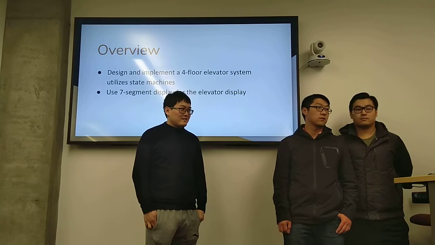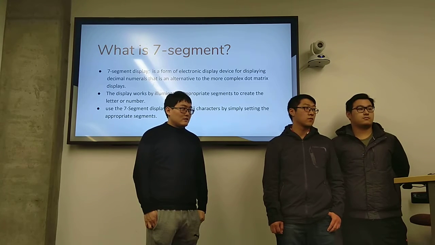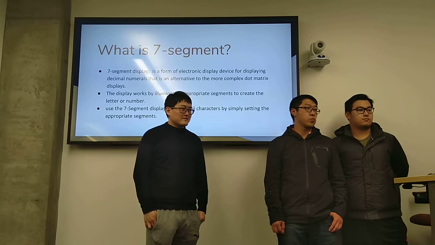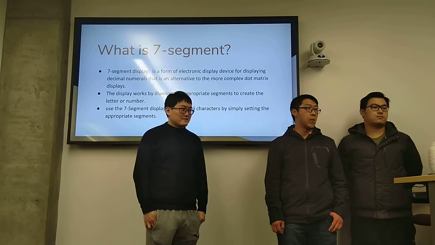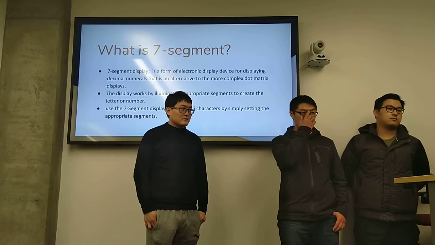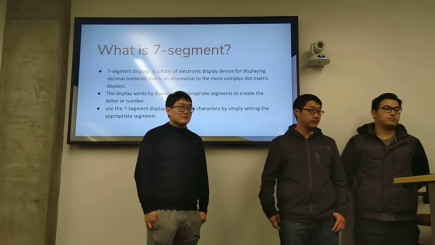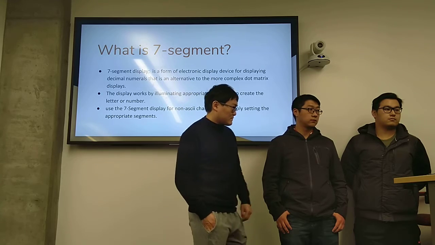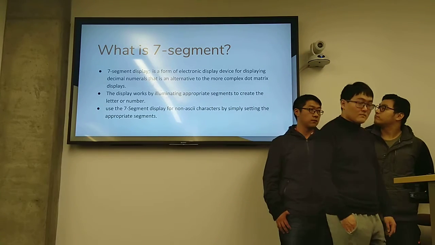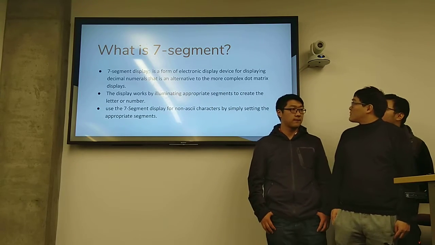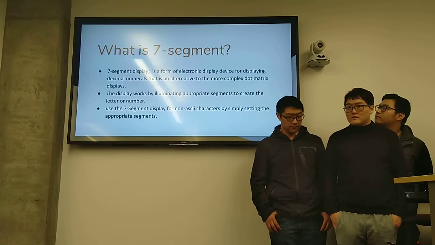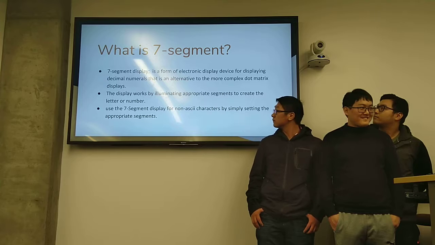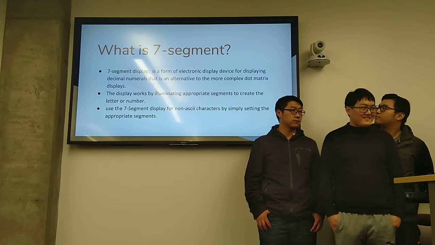for the elevator display. The 7-segment display is a form of electronic display device for displaying decimal numbers that is an alternative to the more complex dot matrix displays. The display works by lighting appropriate segments to create a letter or number. It can also be used for non-ASCII characters by simply setting the appropriate segments.